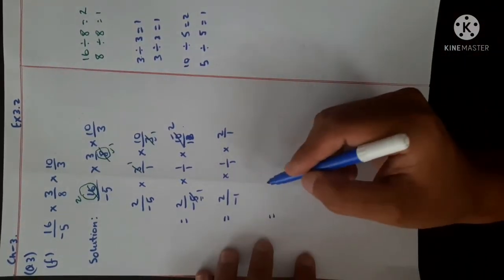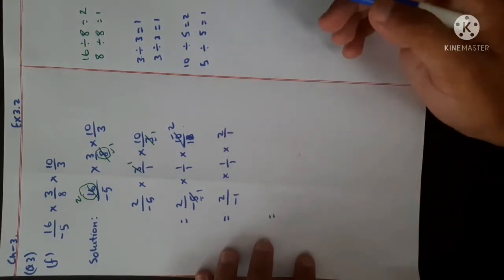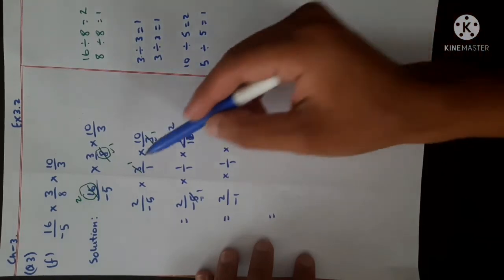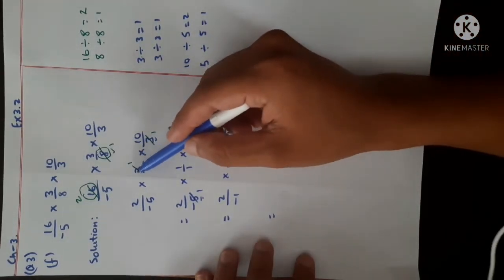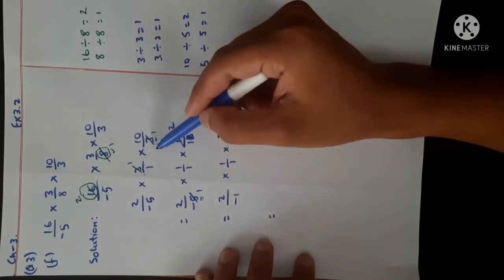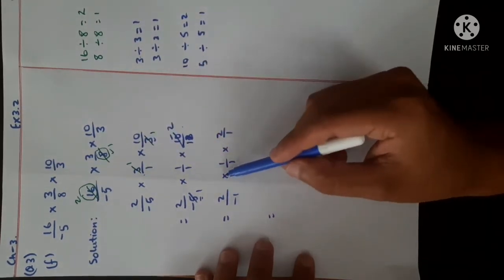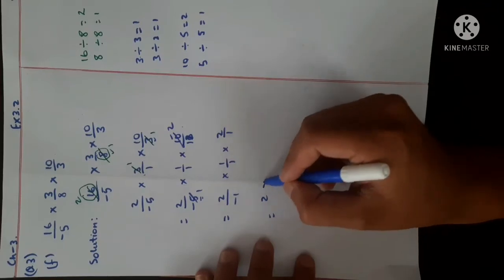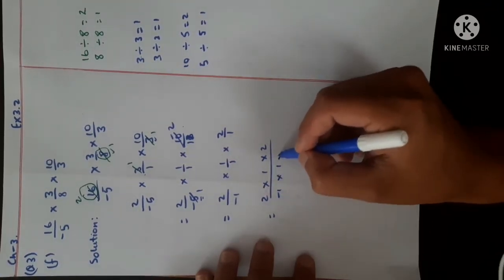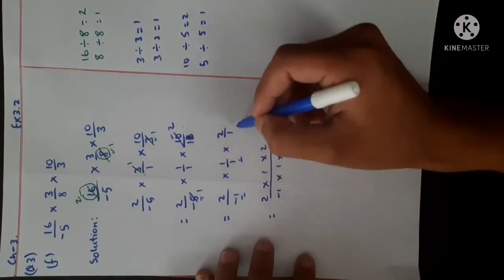So now we just multiply them. We see that there is no number that we can cancel out. And also remember, here we cancel the numerator with the denominator, always the numerator with the denominator. So 2 multiply 1 multiply 2 in the numerator, and minus 1 multiply 1 multiply 1 in the denominator.